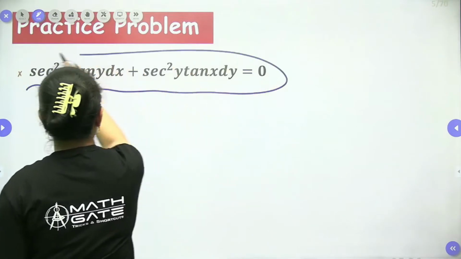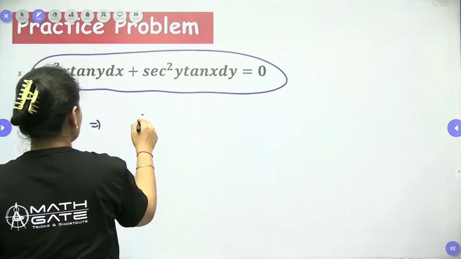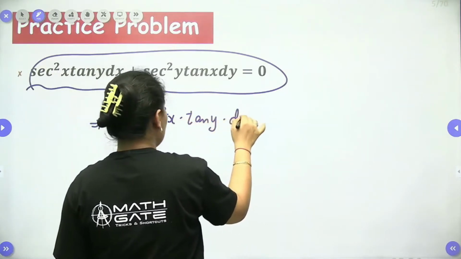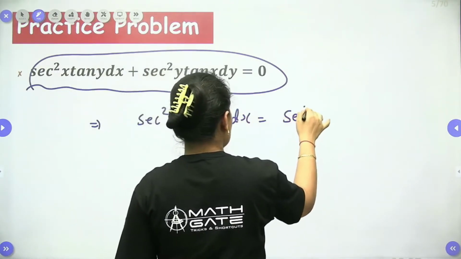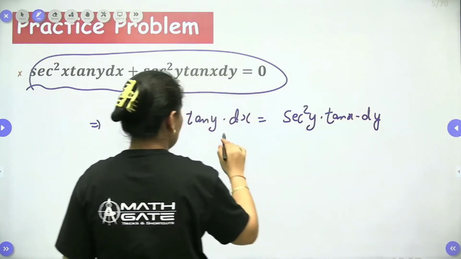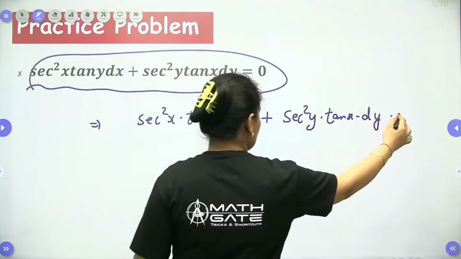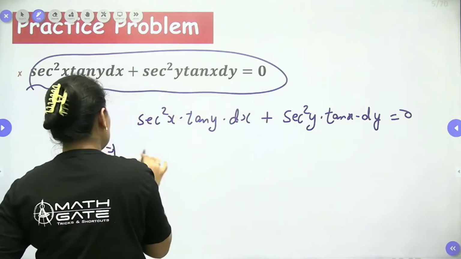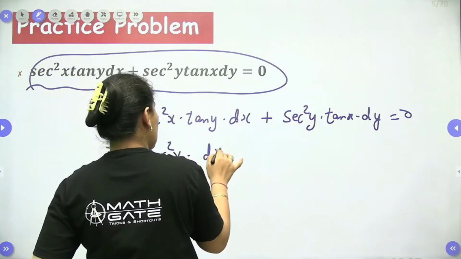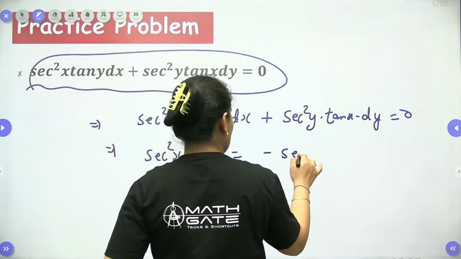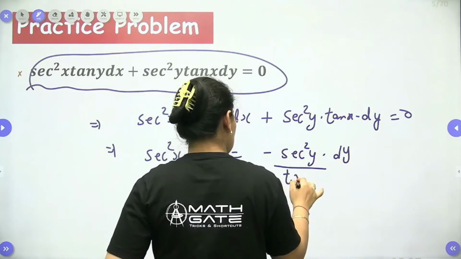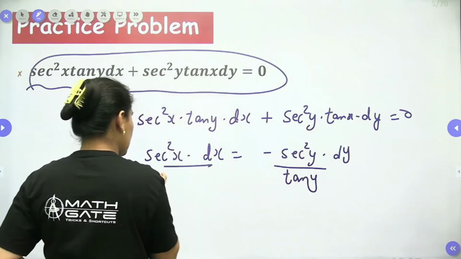Let's have a discussion on this one. When we approach it, it will be sec square x tan y dx plus sec square y tan x dy is equal to 0. So we can write it just like this: sec square x into dx is equal to minus sec square y into dy. This tan y we will take here only, and this tan x we will take here only.